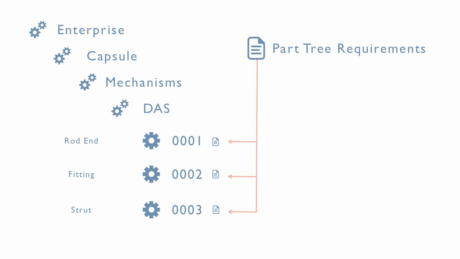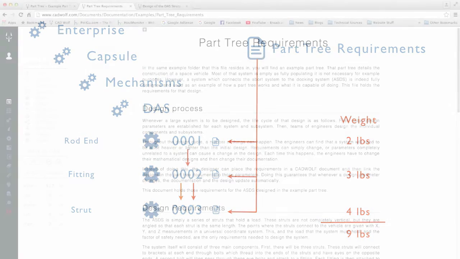Finally, the part tree tells us when a design is out of date. The documents then redesign the parts based on the new requirements, and new measurements can be pulled and viewed immediately. Let's take a look at our example system and see how this works in real life.